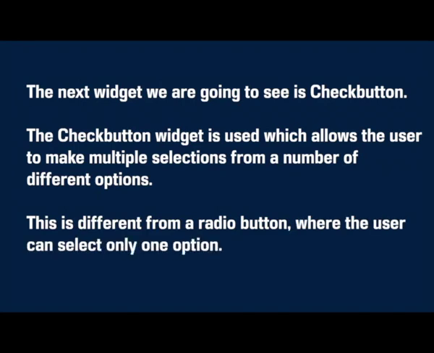The check button widget allows the user to make multiple selections from a number of different options. This is different from a radio button, where the user can select only one option. You can also display images in place of text. The syntax is again the same as that of the label. Watch the console for an example.